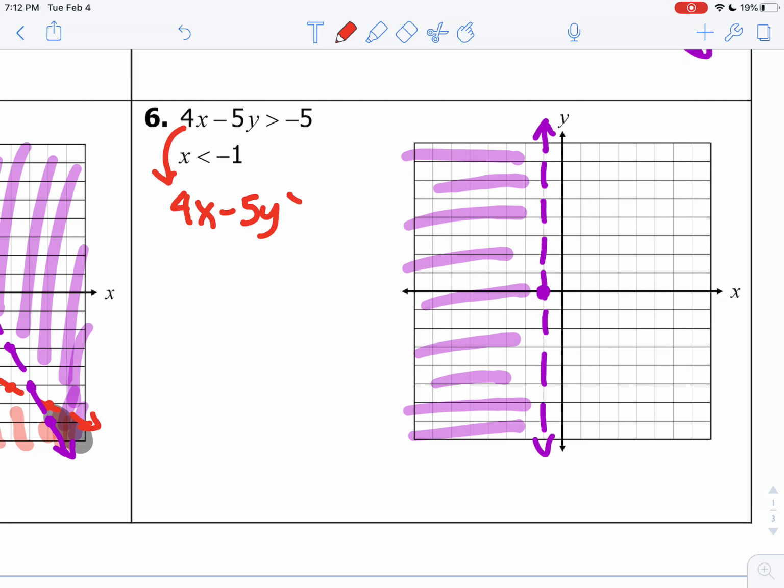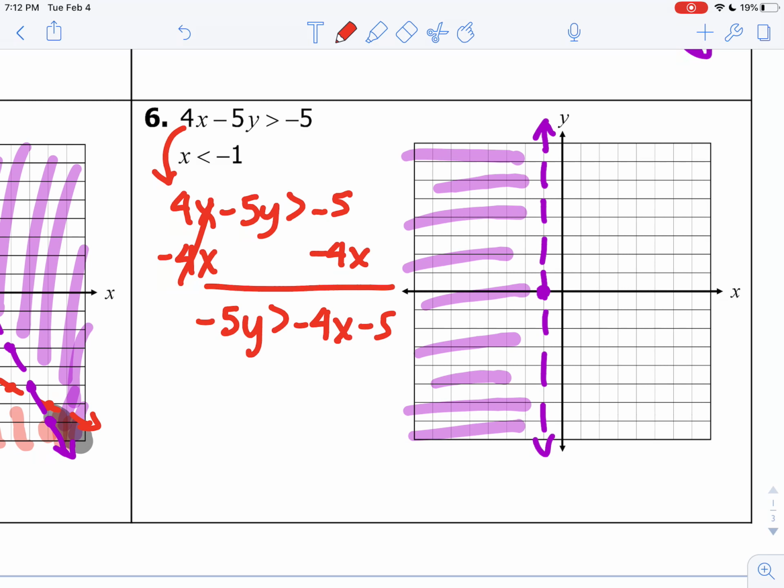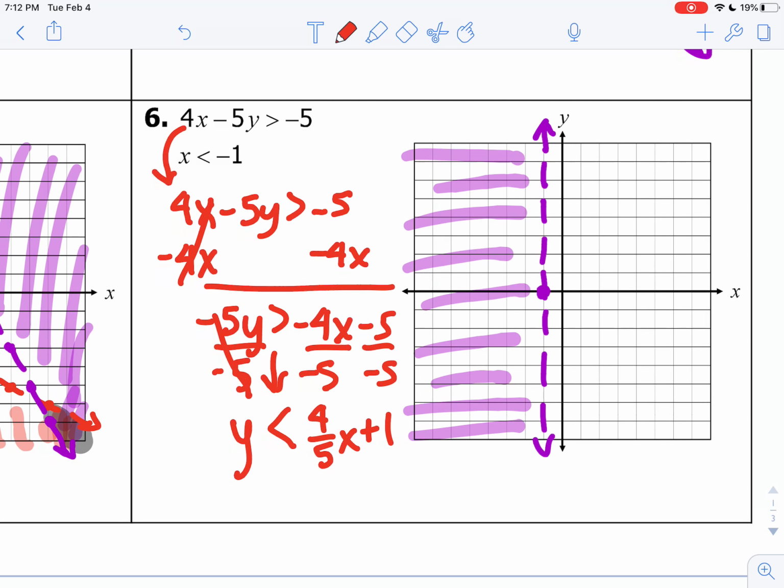4x minus 5y is greater than -5. And then minus 4x. So we have -5y is greater than -4x minus 5. And then I'm going to divide everything by -5. When we divide by a negative, we flip the sign. So y is less than, so this flips. A negative over a negative here is a positive 4 over 5. And a negative divided by a negative here is a positive, and then 5 divided by 5 is 1.